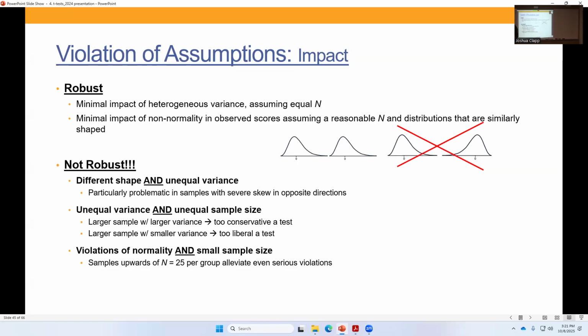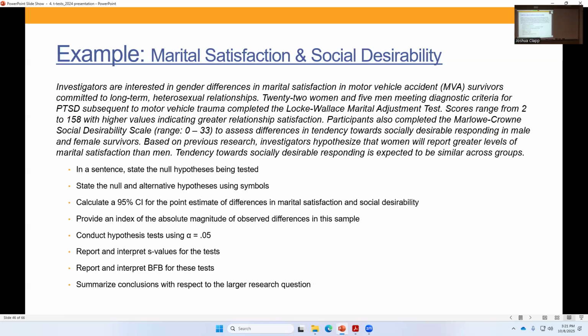Questions about this? Okay, so let's take 10. What we'll do is run through an SPSS example here, looking at marital satisfaction and social desirability. Pull up your handouts, and we'll walk through the handouts for the screening and the output, and get a sense of what this looks like in SPSS. Awesome. So, take 10, come back a little after 3:30.